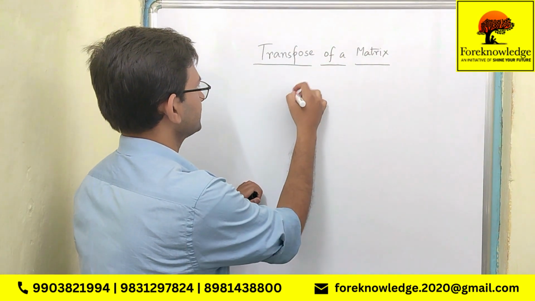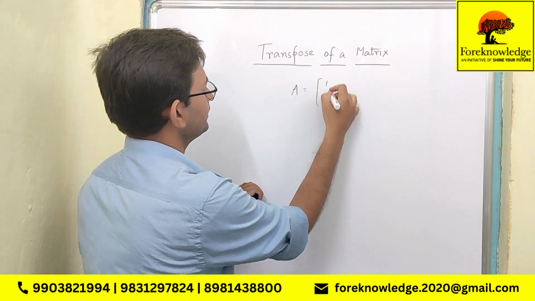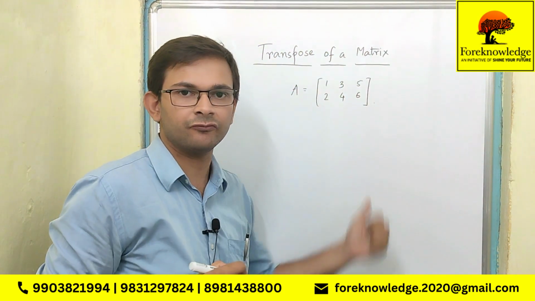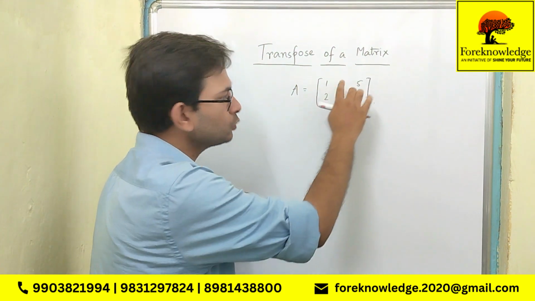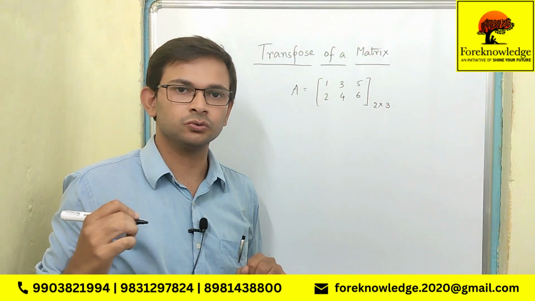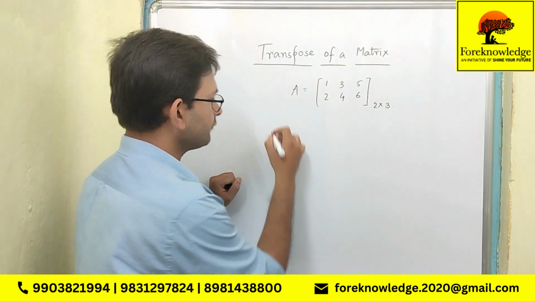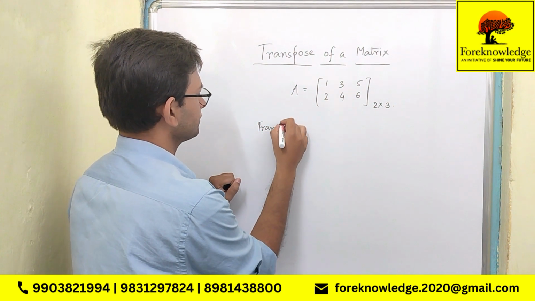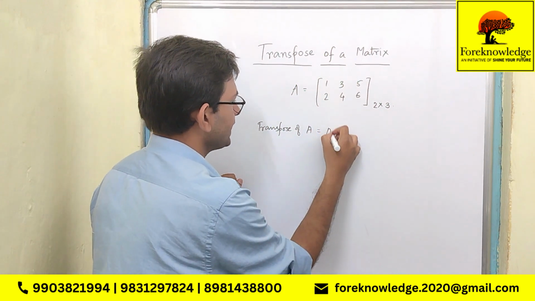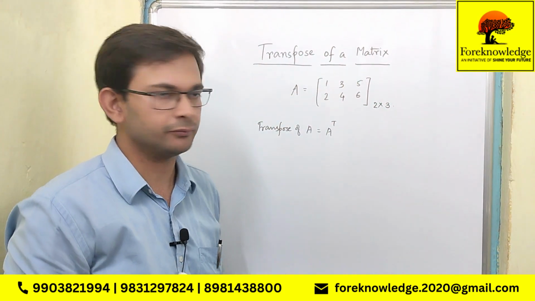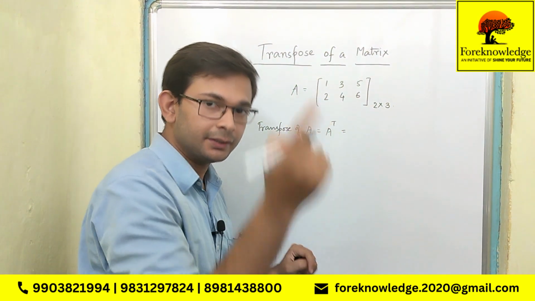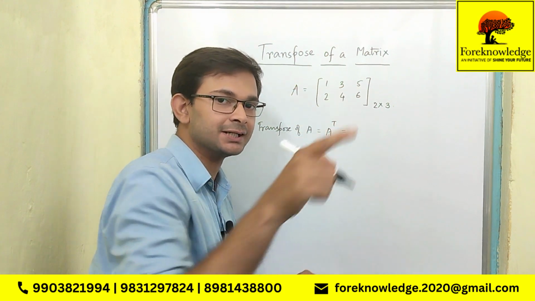For example, suppose A is 1, 2, 3, 4, 5, 6. This is a matrix of order 2 cross 3, with 2 rows and 3 columns. Now the transpose of A. We write this as A transpose, with T in the power. T stands for transpose.